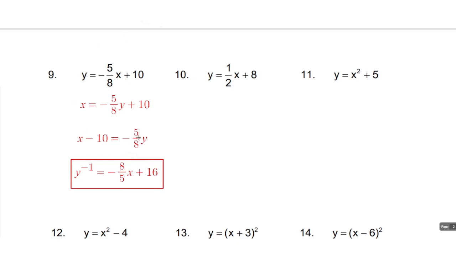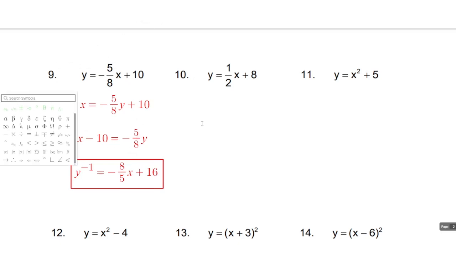All right, number 10. We'll swap x and y, so we get x equals 1/2 y plus 8. And then we want to subtract 8 from both sides, so x minus 8 equals 1/2 y. Now to solve for y, I want to multiply both sides by 2. So my inverse is going to be 2x minus 16.